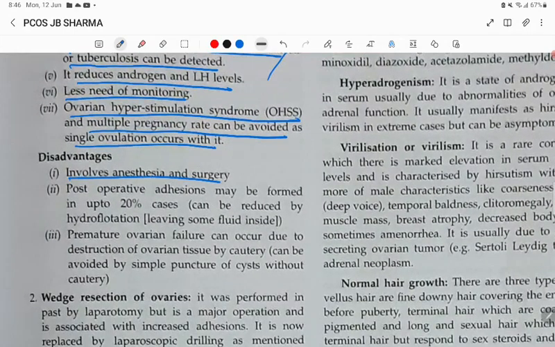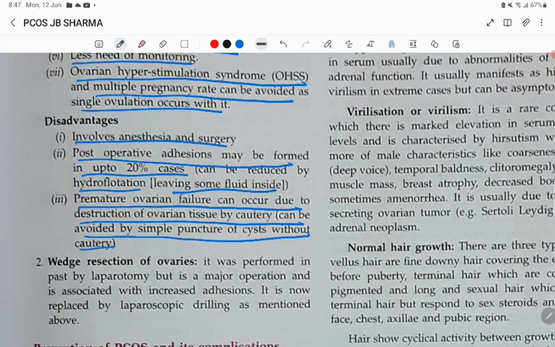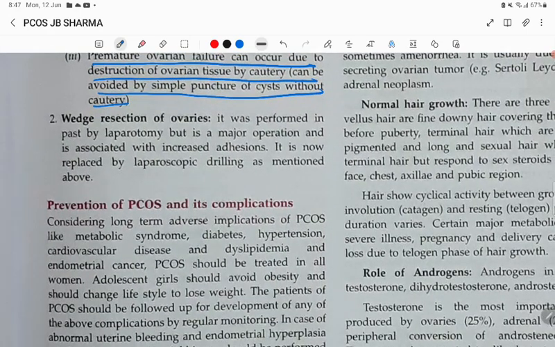Disadvantages involve anesthesia and surgery. Postoperative adhesions may occur in up to 20% of cases, and can be reduced by hydroflotation, leaving some fluid inside. Premature ovarian failure can occur due to destruction of ovarian tissue by cautery, and can be avoided by simply puncturing the cyst without cautery. Wedge resection of the ovary was performed in the past by laparotomy, but it is a major operation associated with increased adhesions, and is now replaced by the laparoscopic drilling mentioned above.